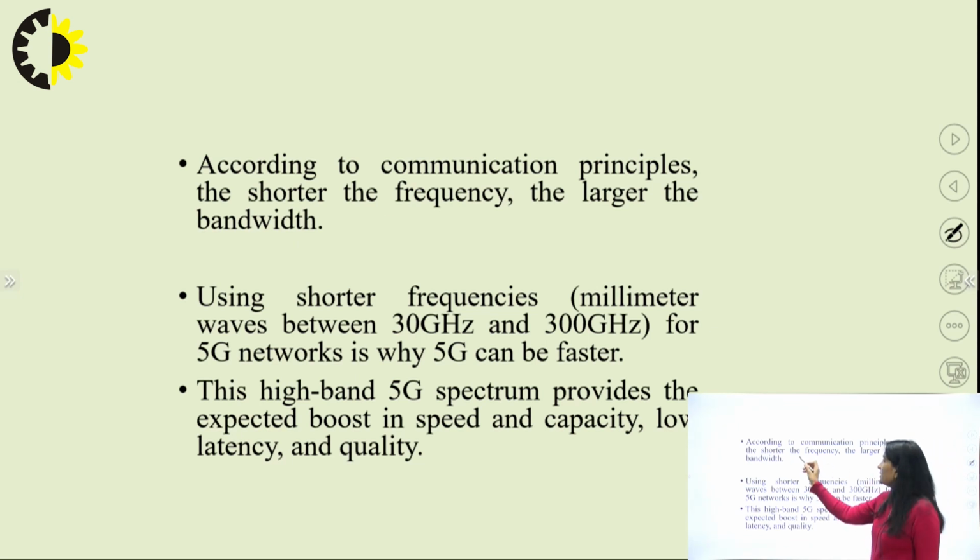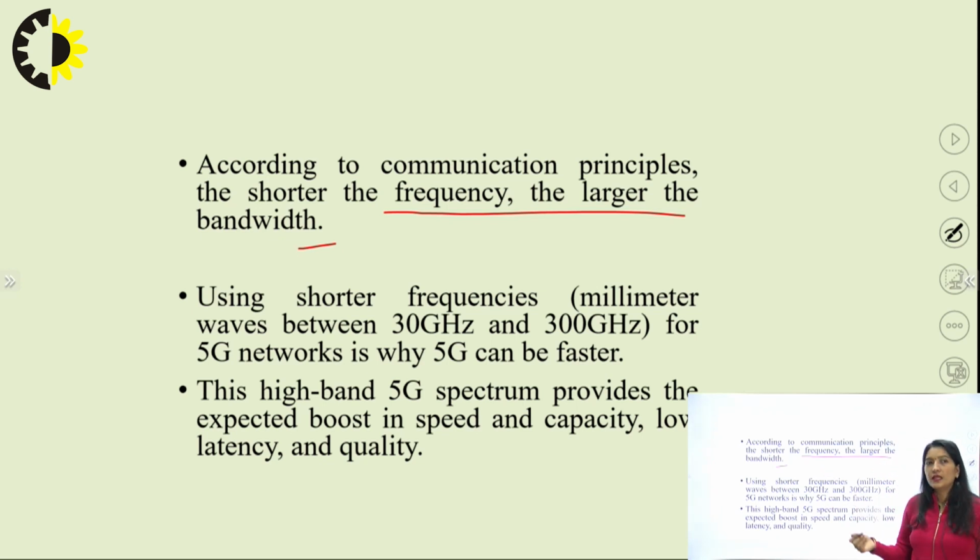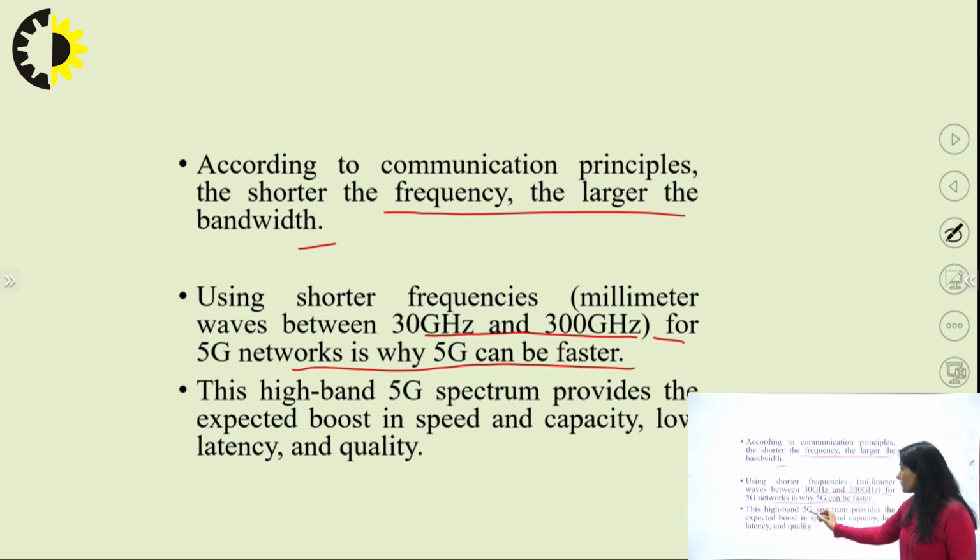Okay, yes, shorter the frequency, larger the bandwidth, we know. So that's how, if we are increasing the frequency, then the bandwidth will be lower. So shorter frequencies, we are talking about the millimeter wave range, which is from 30 gigahertz to 300 gigahertz, for which 5G network is very fast because of higher bandwidth available. High band 5G spectrum provides the expected boost in speed and capacity, low latency and quality.